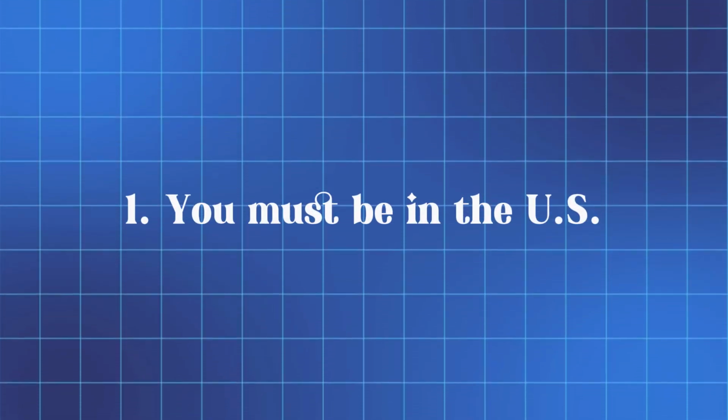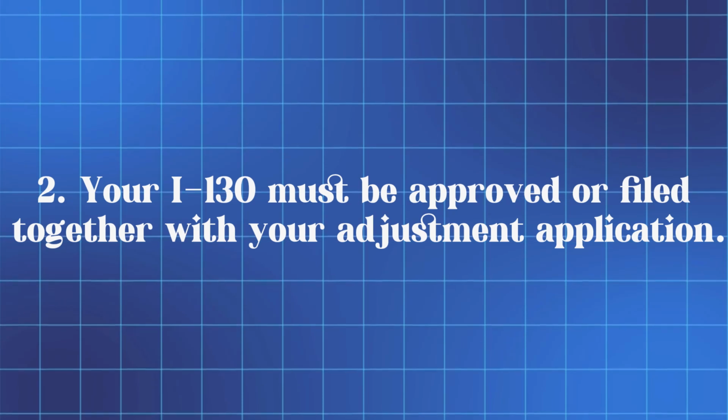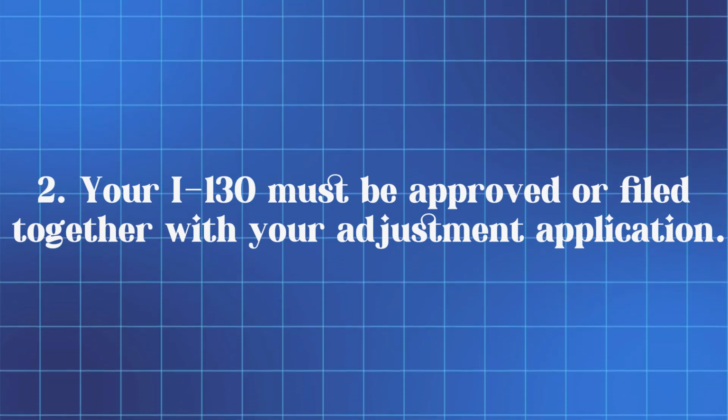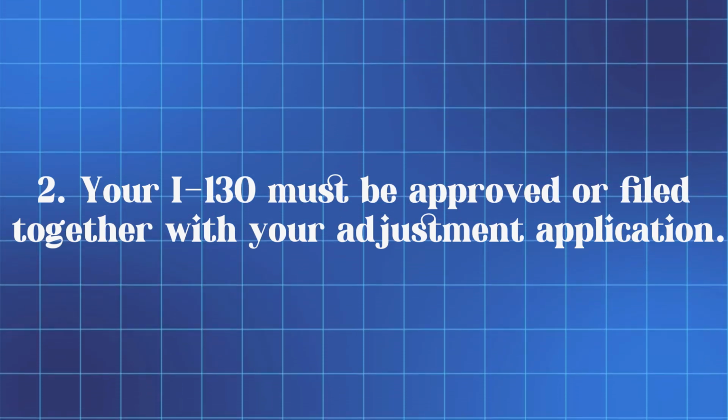First, you must be in the U.S. Adjustment of status is only for I-130 petition applicants who already live here in the United States of America. Second, your I-130 must be approved or filed together with your adjustment application. If your I-130 petition is approved, or you are eligible to file both forms, the I-130 and the I-485, which is the adjustment of status application, you can start the adjustment of status process.